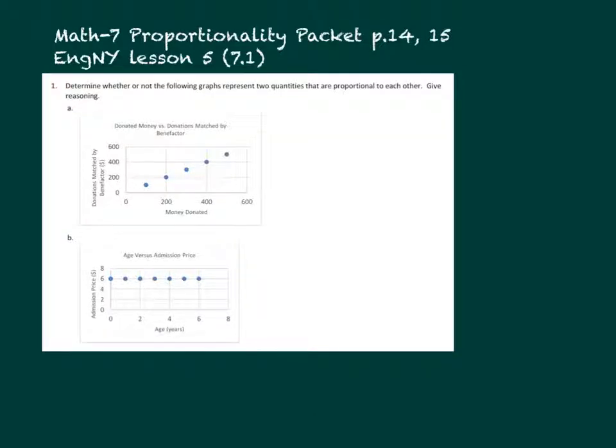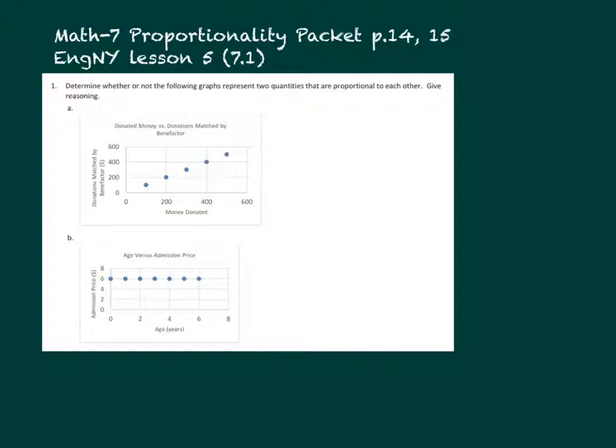Okay, so this is the Math-7 Proportionality Packet, pages 14-15. This page is from EngageNY, Lesson 5, 7th grade, Module 1. The question is, determine whether or not the following graphs represent two quantities that are proportional to each other. Give reasoning. So you have a graph that looks like this. This is graph A and then graph B.